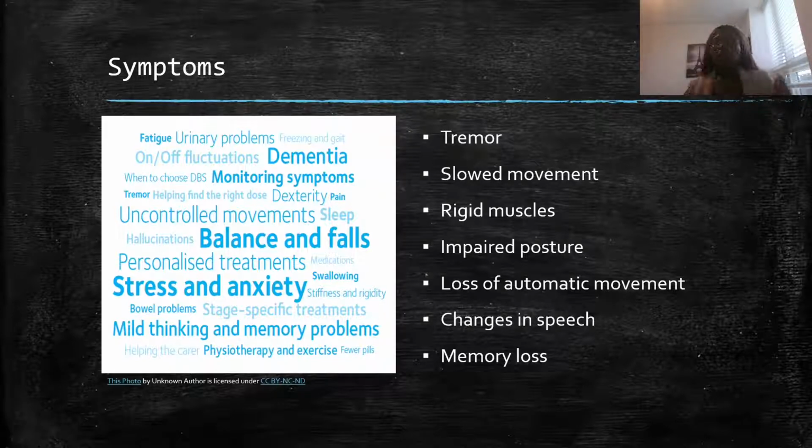Person A with Parkinson's can experience tremor and impaired posture, then also changes in speech. Or person B could experience tremor, rigid muscles, and memory loss. These symptoms are all linked together, but it's very different and specific for each person. This is the case with several neurodevelopmental disorders.